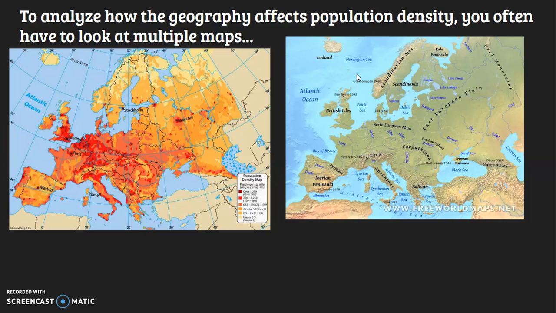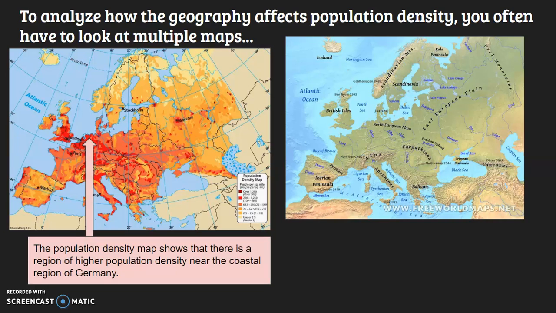So, in order for us to analyze how the geography affects population density, you often have to look at multiple maps. For example, if we look at this map of Europe, we're going to see that the northern part of Germany has a lot of people. It's highly densely populated. And you might wonder why that is so.